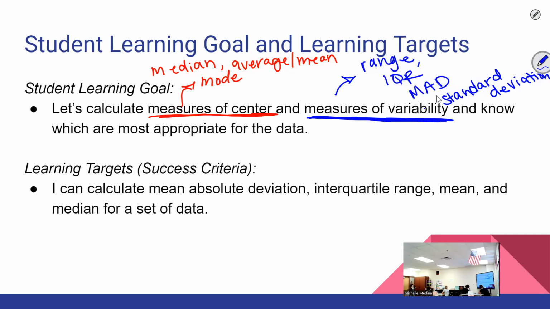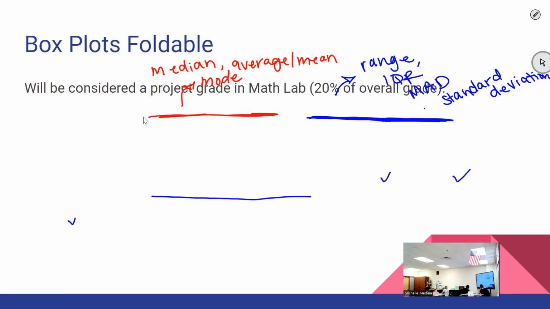So I think in this lesson, it's mostly just what it is. We will find out which are more appropriate in certain situations. So just being able to calculate these things, I mean, you guys have interquartile range down, or at least you should. Mean and median. It's just we haven't gotten to the MAD part yet. So that's tomorrow. Okay. To help out with some of that, we are going to make a box plot foldable.